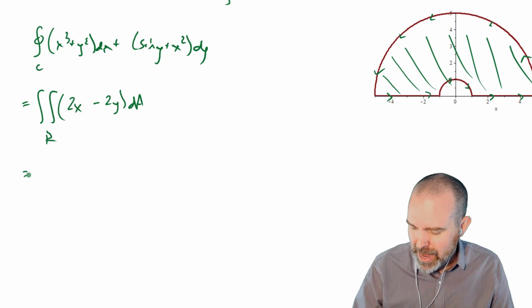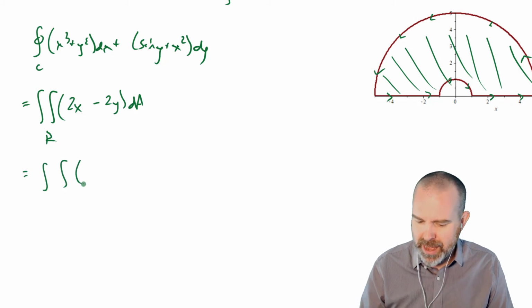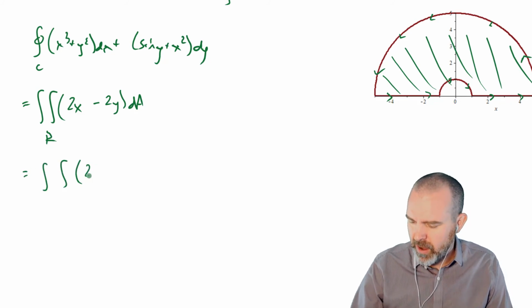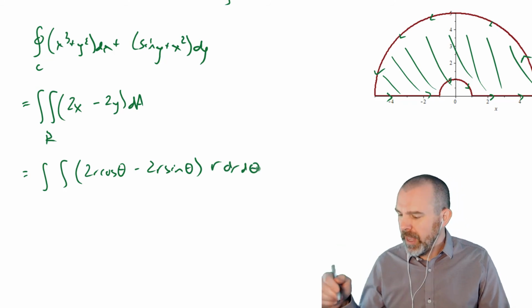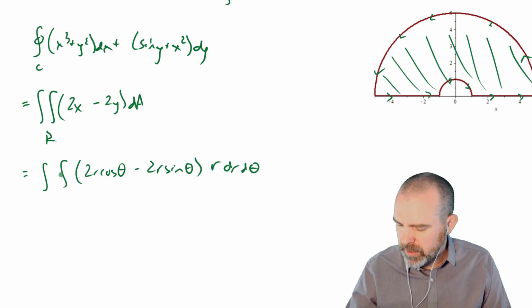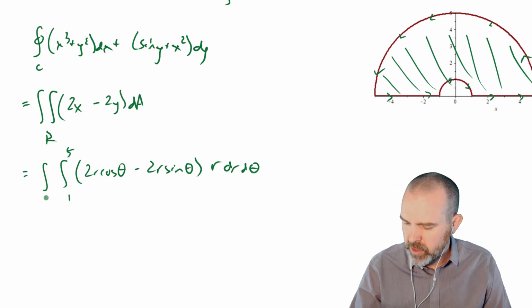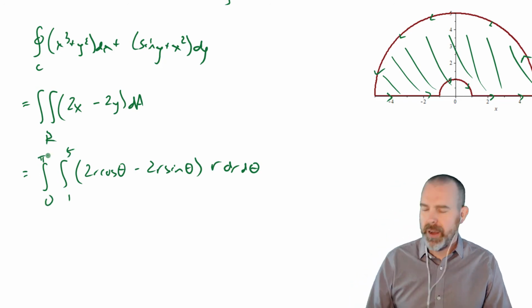That would be great. Let's see, x is r cosine theta, and y is r sine theta. We're going to do r dr d theta. r is just going to go from the inner circle to the outer, so the radius is from 1 to 5, and theta is going to go from 0 just to pi, not all the way around this time.